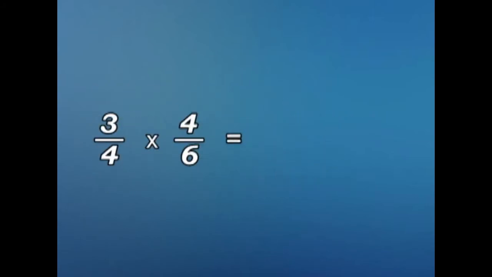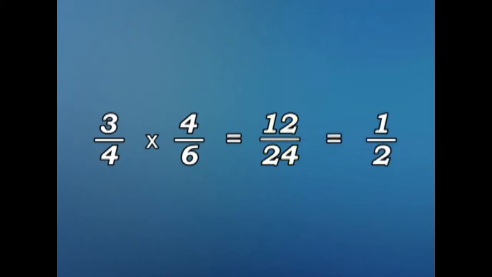Look at this. 3/4 times 4/6. That's 3 over 4 times 4 over 6. 3 times 4, that's 12. 4 times 6, that's 24. If we reduce 12 over 24 to its simplest form, we get 1/2. So the result gets smaller and smaller. Let's test this.